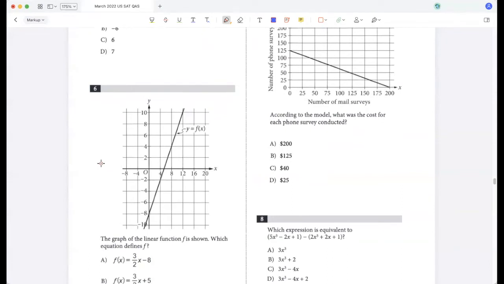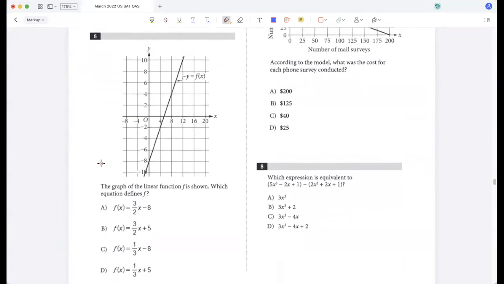The graph of the linear function f is shown. Which equation defines f? So the y-intercept is negative 8, so B and D are out. And let's find the slope. We can use 8, 4 and 0, negative 8. So the slope will be 12 by 8, which is 3 by 2. So it's option A.